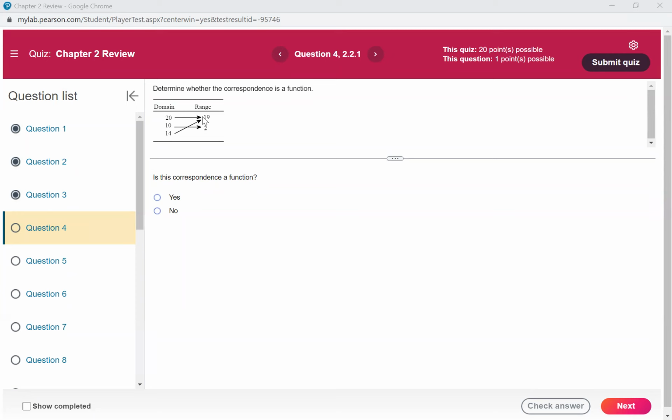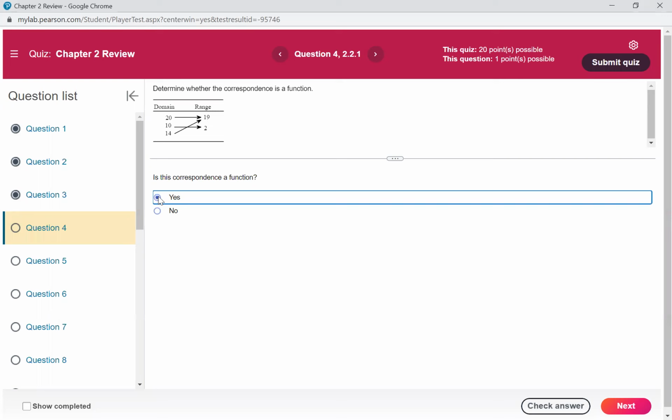Now remember, different domains can share the same range value, okay? So since each of these domain values only points to one range value each, you got to put yes on this one, that is a function. All right, y'all, we go next.